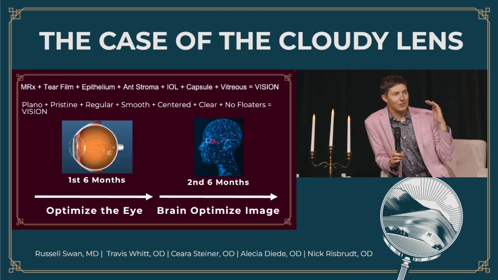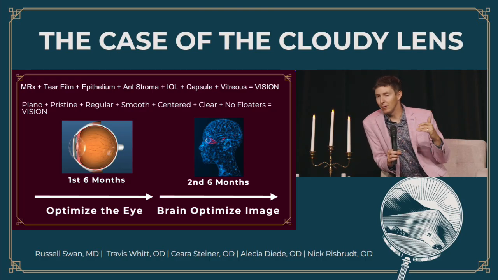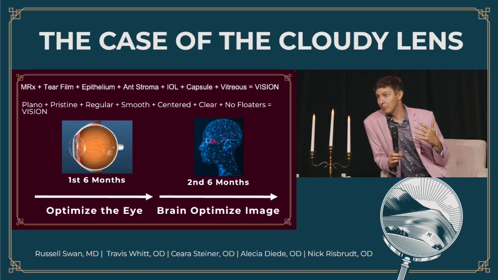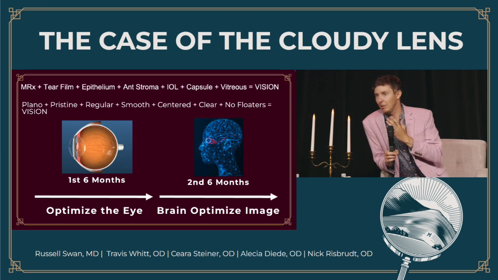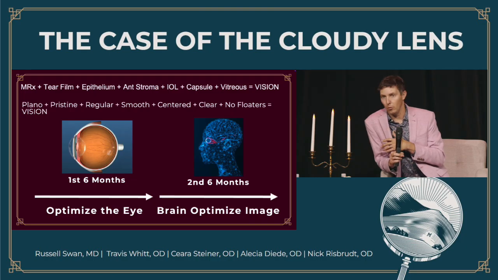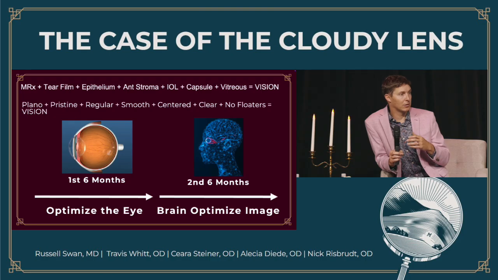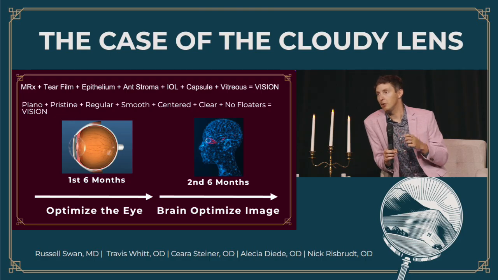So, do they have a plano refraction? Is their tear film pristine? Do they have regular epithelium with a smooth anterior stroma, a well-centered IOL, a clear capsule or a capsule that's been yagged, and hopefully, a vitreous that's not obstructing their vision? If they have those things, then over the second 6-month period, once we've optimized those, then they're going to go through the period of neuroadaptation for whatever lens they have, a toric, if they're doing monovision, if they're doing extended depth of focus or a trifocal lens, where their image quality will continue to improve over that time period.